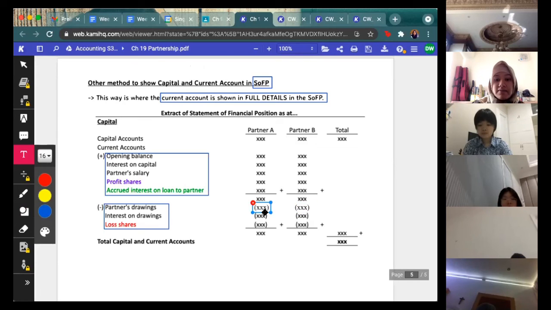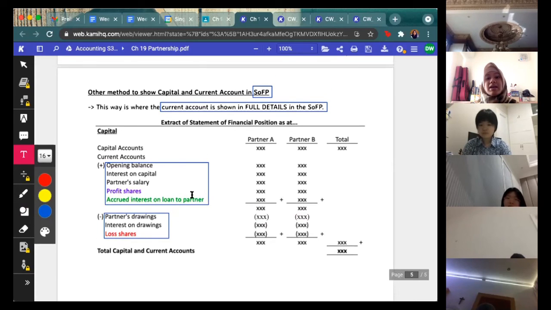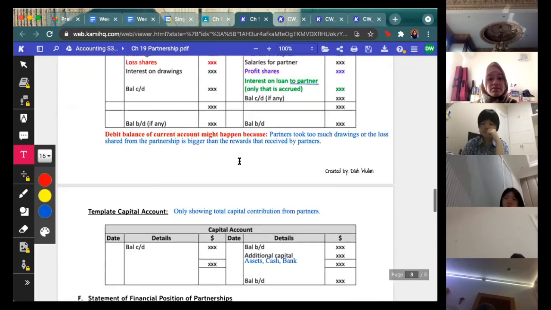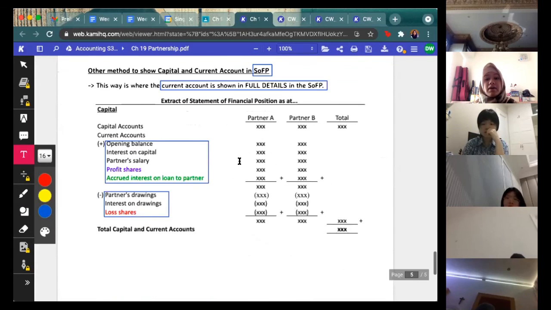Once you have it, you have the total here. The total here will be added to the right side of the total column, and then you add. So that's the difference between showing the current account in full details inside the SOFP, or being required to do the T accounts. Okay? So that's it. Do you have any question?